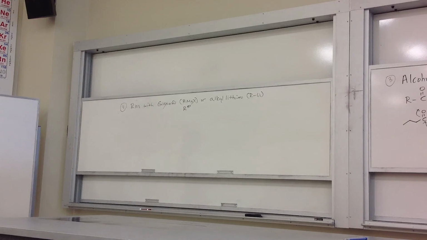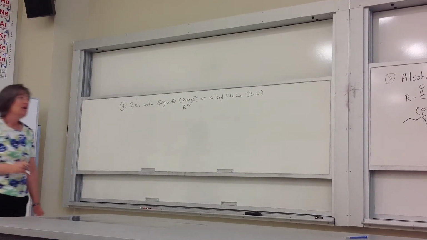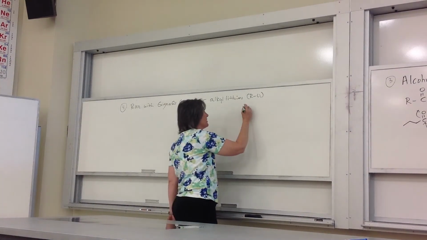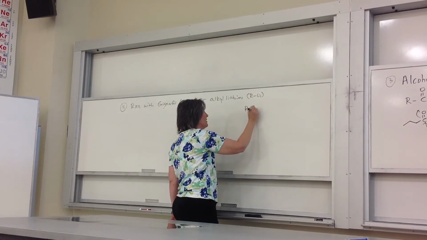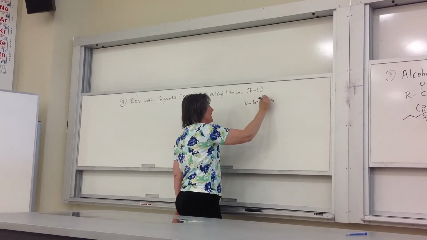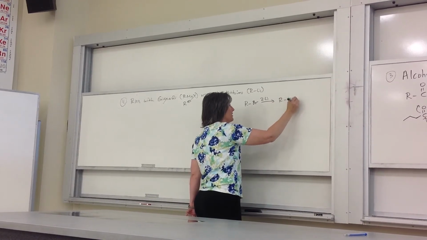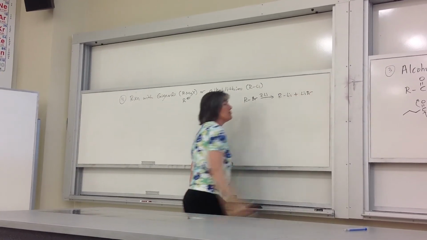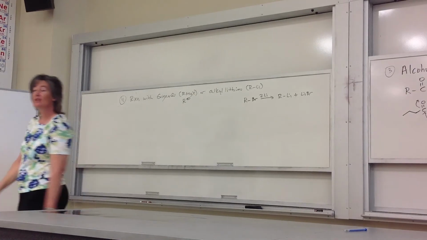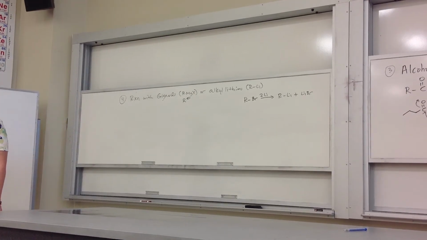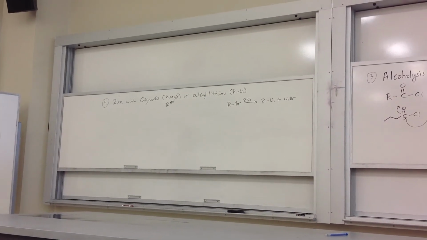Yes? How did you get lithium on there? I don't know if you went over the reaction. Oh, yeah, I think it's a 420 thing. What you do is you take an alkyl bromide and you react it with 2 equivalents of lithium metal, and you have RLi and LiBr. Typically, what you really do is you buy it in a bottle pre-made. But if you had to make it, that's how you would do it.